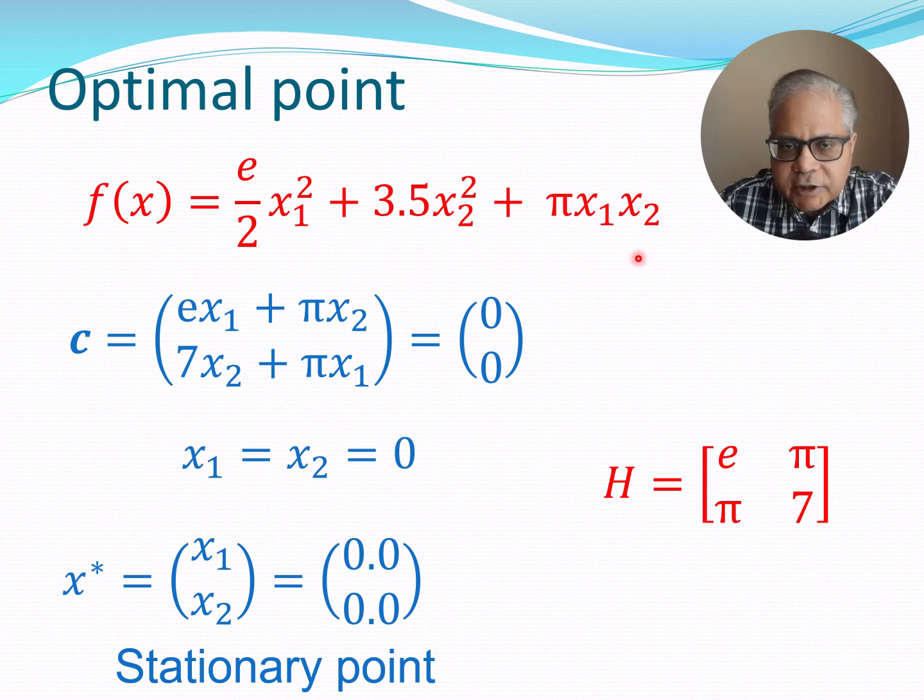Now this function, let us look at it mathematically. I can take this function, differentiate it, and set that gradient vector to 0, and I immediately get the solution x1, x2 is 0. So that's the optimal solution for this problem.